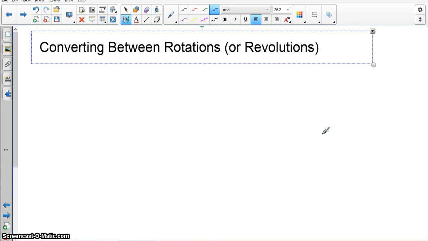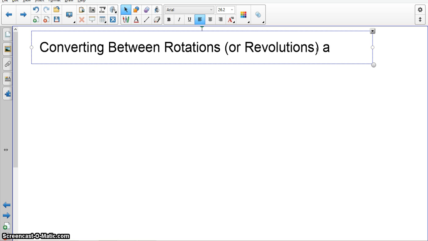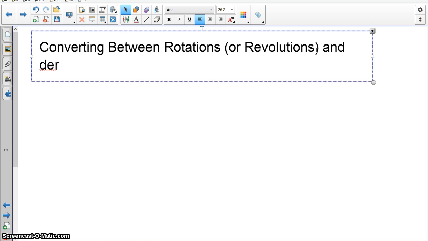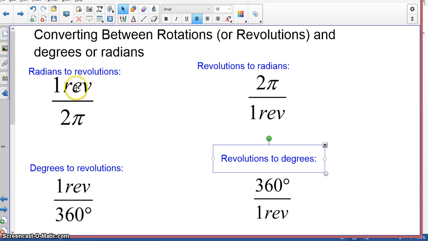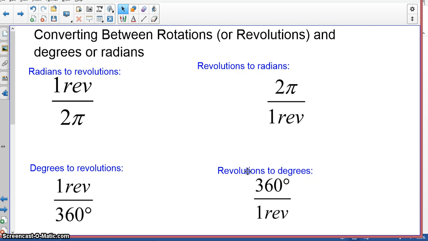Difference between rotations or revolutions. I didn't finish my sentence. And, well, it's not even a sentence, is it? And degrees for radians. I'm just going to give you the conversion factor. So there they are. Here's the 4 conversion factors, and it seems like a lot, but they should all make sense. I mean, I don't really have these memorized or anything. They just make sense.